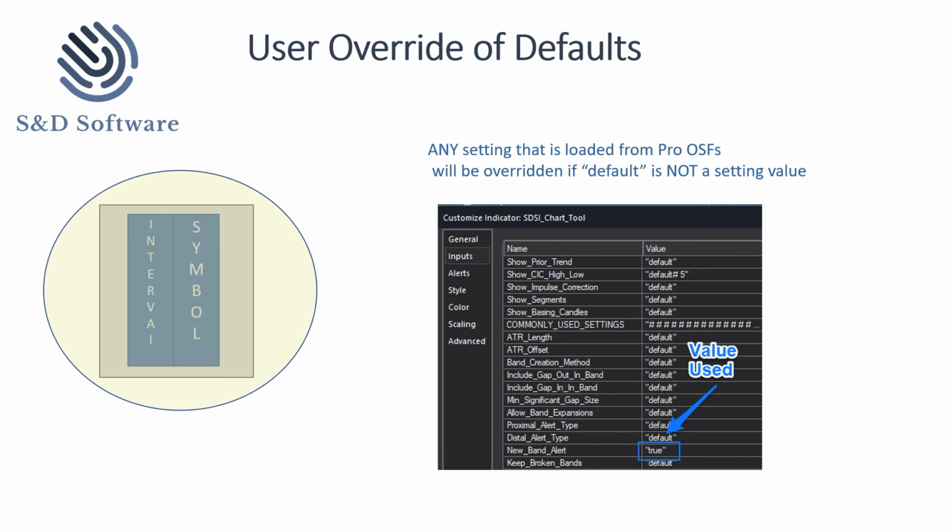So let's talk about user overrides for a second. If you're using a Pro OSF and you have loaded it, regardless of what you've loaded, if you have a word other than default listed in your chart tool settings, and if that was a setting that was being changed by your OSF, whatever you have put in here will override that Pro OSF setting.